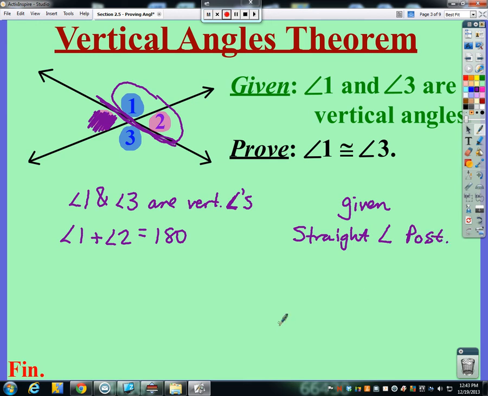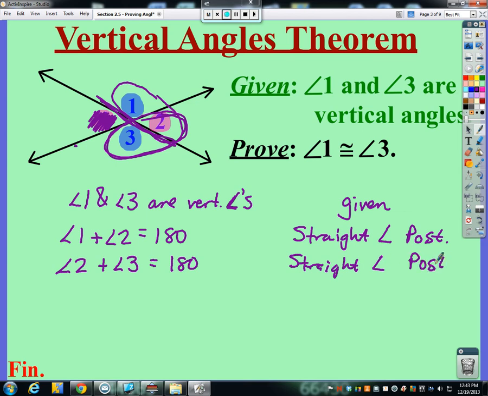All right, sweet. Now what? Well, now let's talk about angle 2's relationship with angle 3. Because again, remember, 2 is our middleman. It's going to be able to connect together 1 with 3. Well, 2 and 3, same thing, but we're talking about this line instead. Okay, so angle 2 plus angle 3 equals 180. For what reason? The same thing as before, the straight angle postulate.